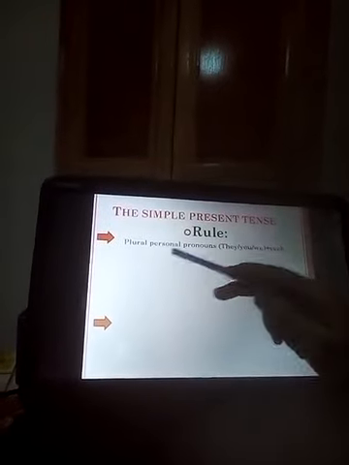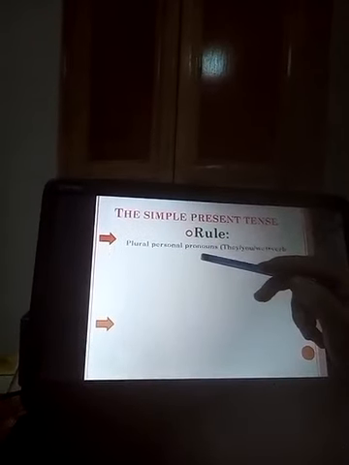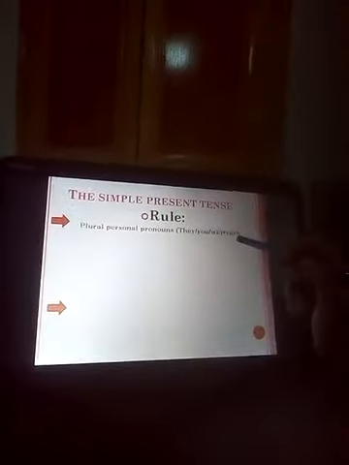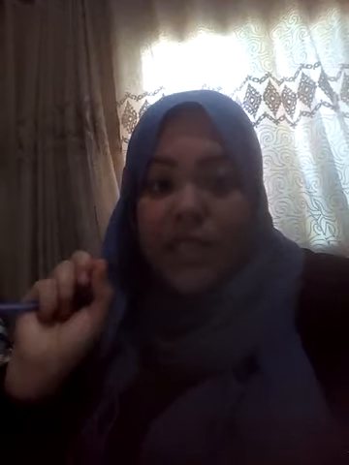Okay, so the first one, when we have plural personal pronouns, which are the plural personal pronouns? We have they, you, and we. So when we have plural personal pronouns, we use the verb in the base form. We keep the verb as it is. We don't change the verb. We keep the verb in the base form. So look at the following examples.